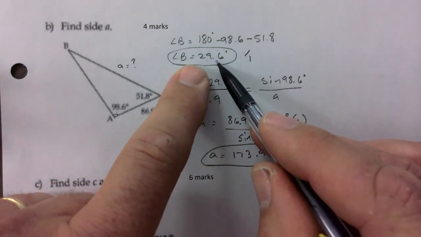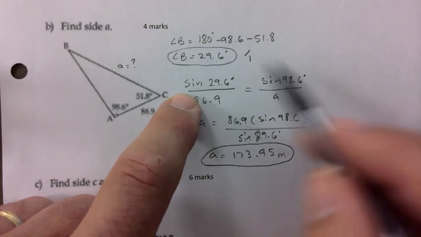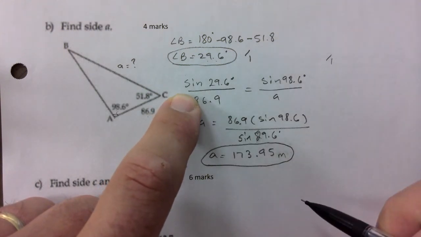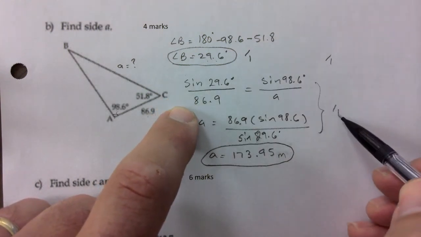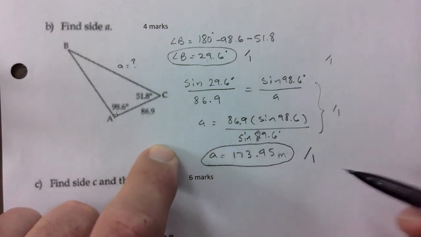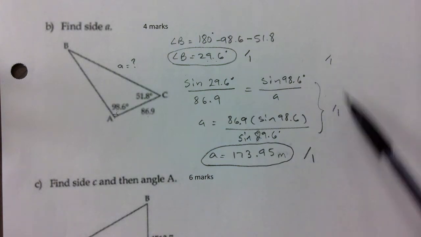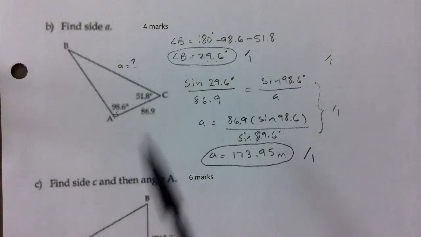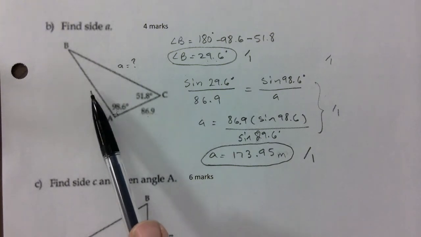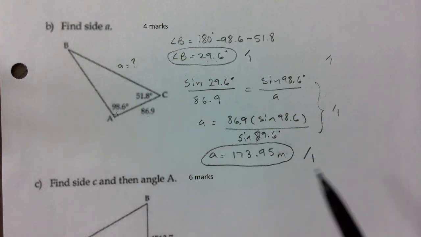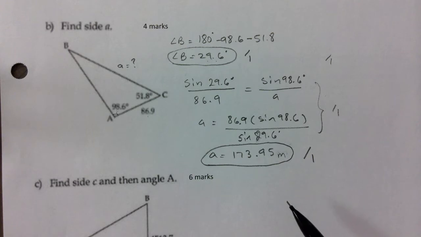So 1 mark for the angle B, 1 mark for sine law, right? And then 1 mark for the work, and another mark for the final correct answer. So if you picked sine law, but you didn't get this answer, if you did everything correct, you would get 2 out of 3 for that last stretch. Like if you picked 51.8, you found side C, right? That's wrong. So I would give you there 2 out of 3 max, right?